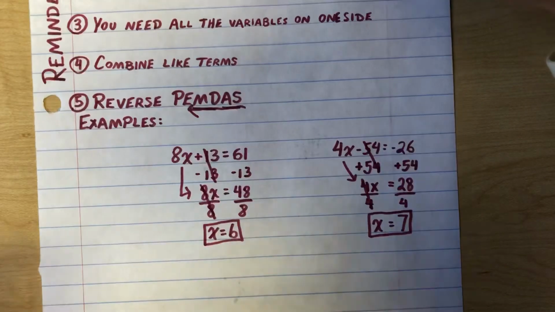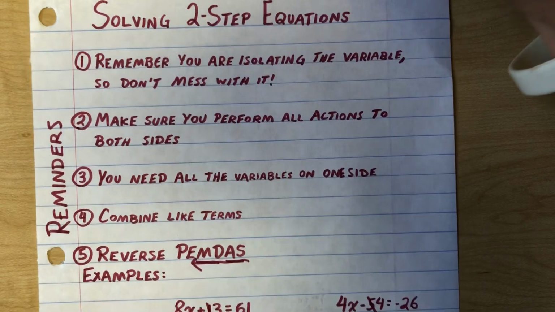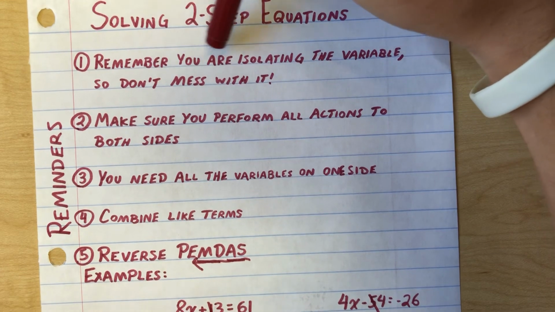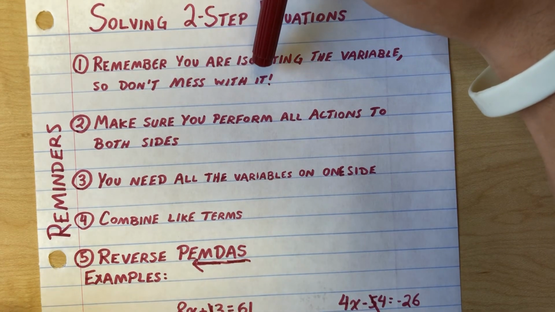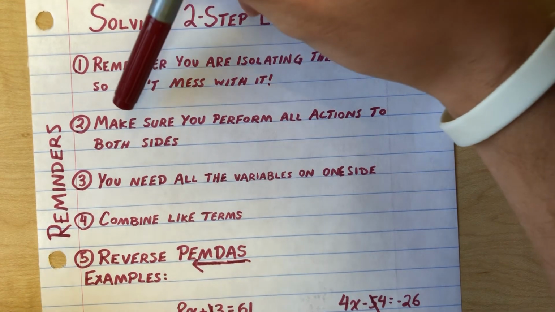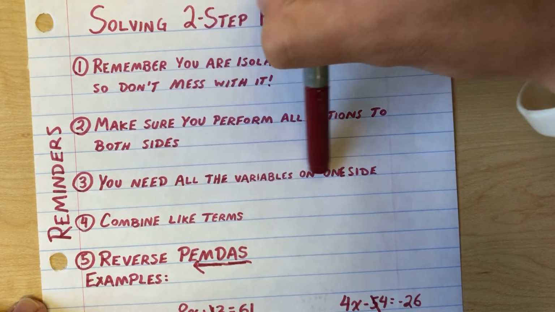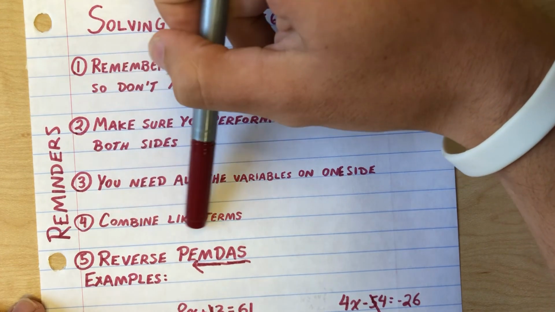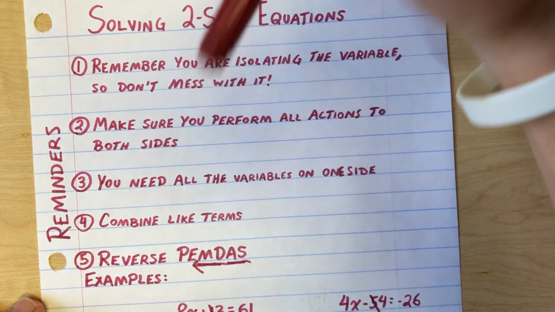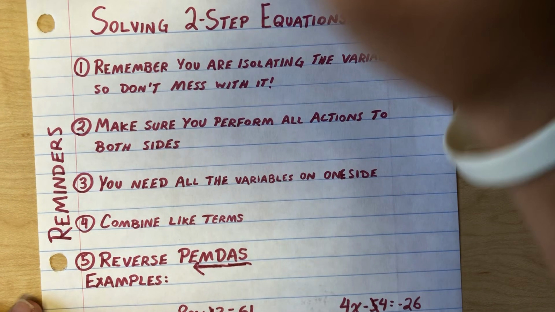But as long as you remember my reminders right here, which again are to remember that you're isolating the variable, so don't mess with it. Don't add, subtract, multiply, divide the variable. Make sure that you perform all the actions to both sides. You need all the variables on one side. You combine like terms, and you're doing reverse PEMDAS. As you remember those 5 things, you should be fine.